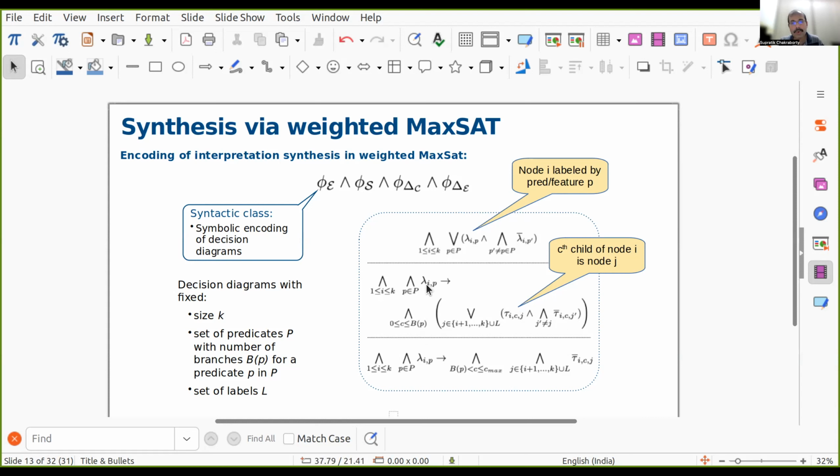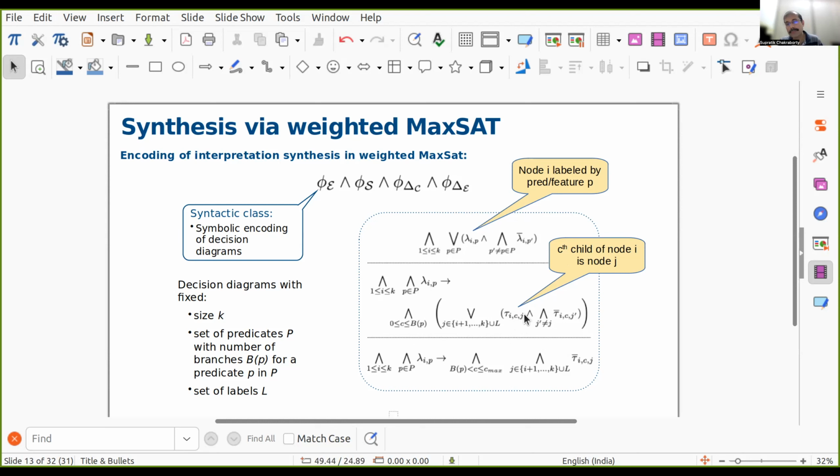So here I'm saying if the node I is labeled by predicate P, then however many branches that predicate P gives rise to, for each of those I should have a node which is going out from I to that node, right? So for all C in 0 to BP, there should be some node, and these nodes should have an index greater than I, because I want this to be a decision diagram. I want this to be a DAG. So they're all topologically sorted. And there should be an edge going out from I to this jth node, and this should be one of these C children or C branches.